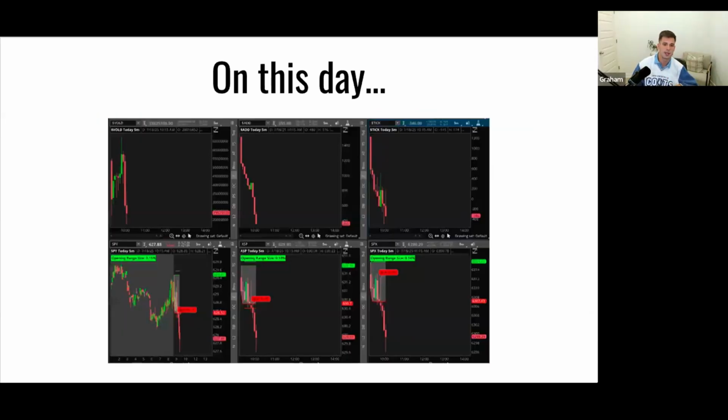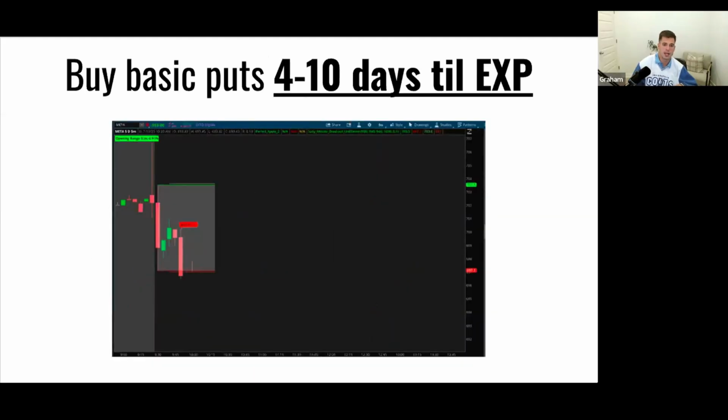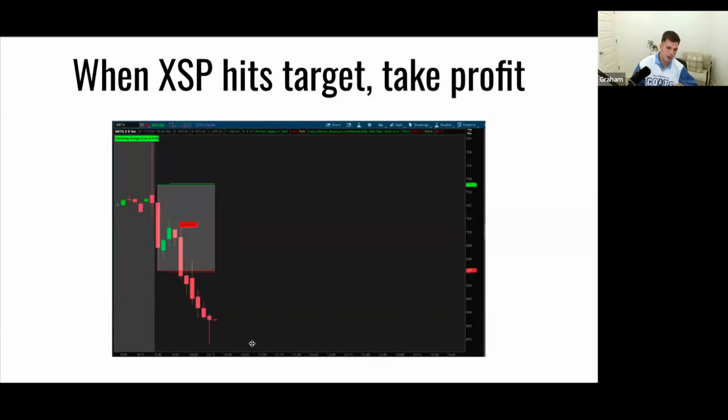Same thing to the downside. This day, all three pointing down. Meta was one of the worst stocks that day. Buy basic puts 4 to 10 days till expiration. Take profits when XSP hits the target or SPX, whichever you're using. Yeah, I would just trade out.